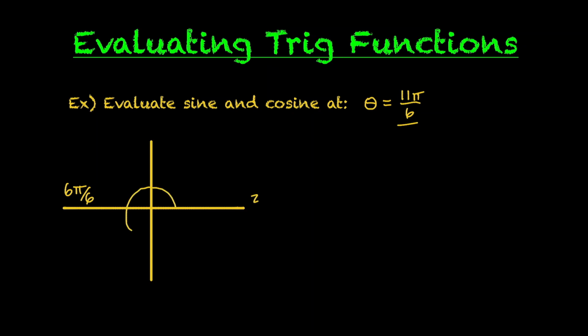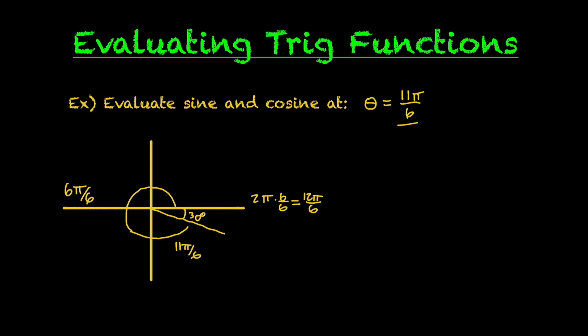So let's look at 2 pi. Again, we're going to multiply by 6 over 6, and 2 pi is going to be 12 pi over 6. So now we know that 11 pi over 6 is just going to be 1 short of that. Okay, so 11 pi over 6. In order to get all the way around, we would need to go another pi over 6 or another 30 degrees.